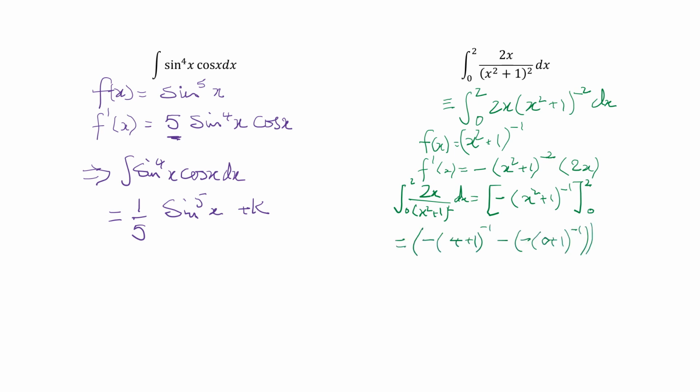Obviously putting my upper limit in, 2 squared is 4, so I get minus 4 plus 1 to the power minus 1, minus minus, and watch that double negative coming in, 0 plus 1 to the power minus 1. Now minus 5 to the minus 1 is minus 1/5, and then I've got that minus minus, so I've got minus 1/5 plus 1, 4/5 is my final answer.